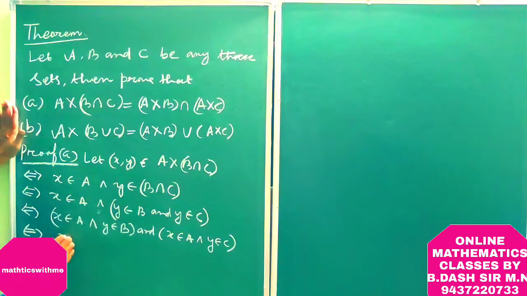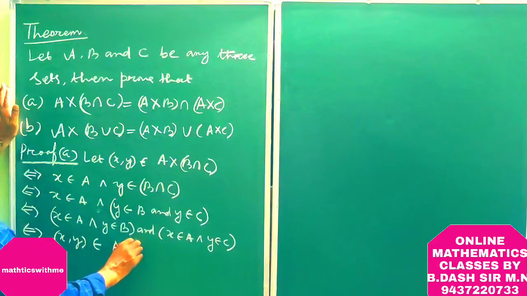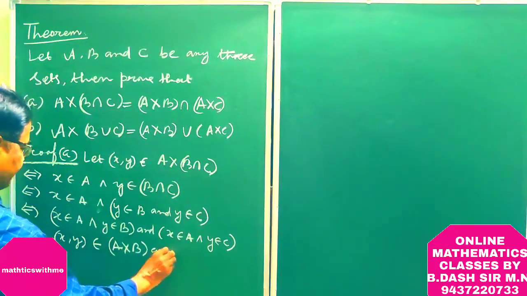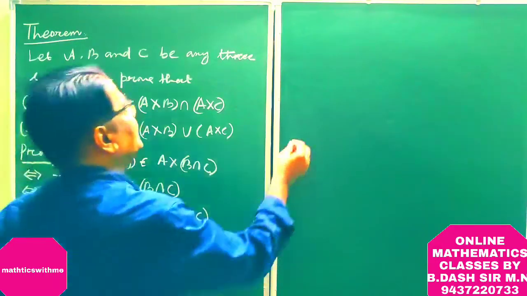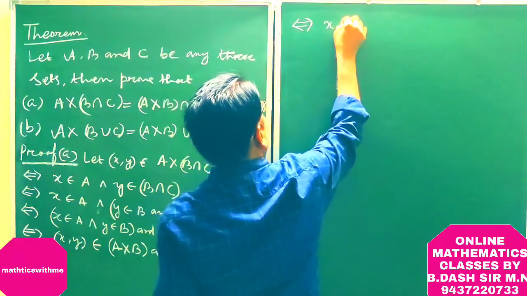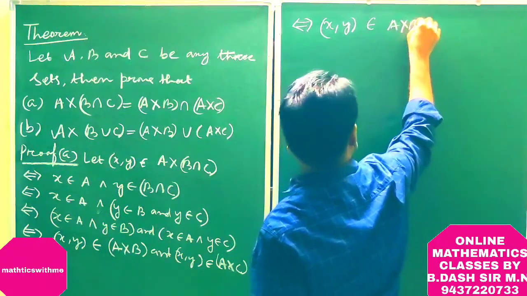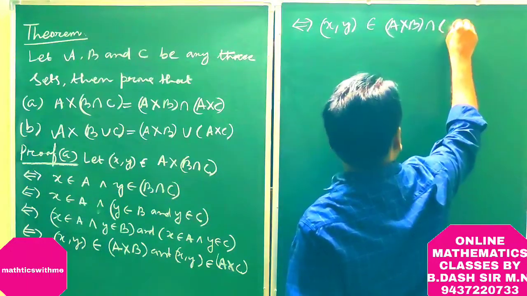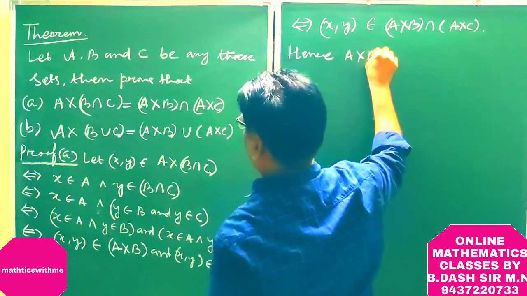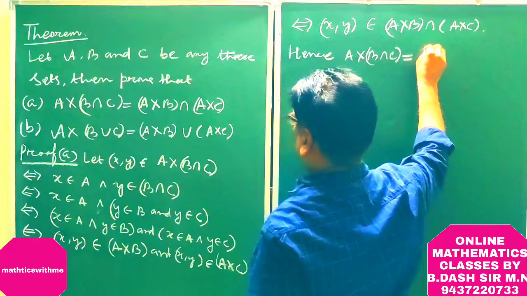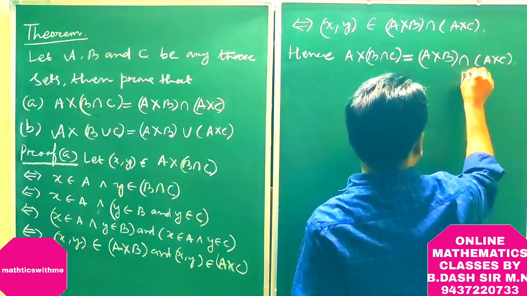If and only if the ordered pair (x, y) belongs to A cross B and the ordered pair (x, y) belongs to A cross C, if and only if (x, y), the ordered pair, belongs to A cross B intersection A cross C. Hence, A cross B intersection C is equal to A cross B intersection A cross C. Proved.